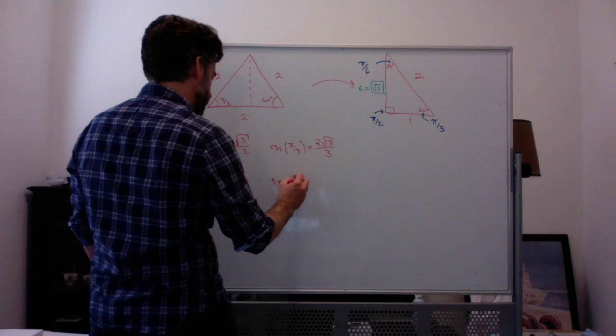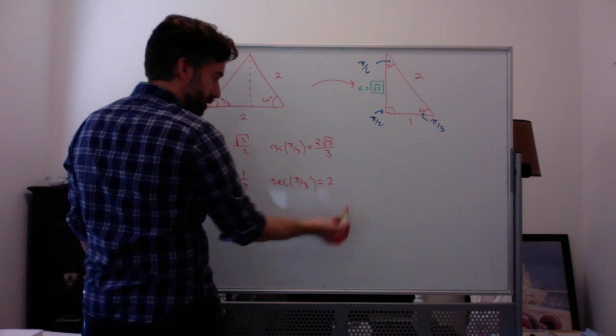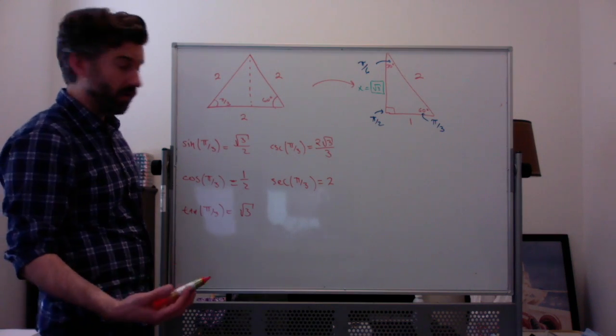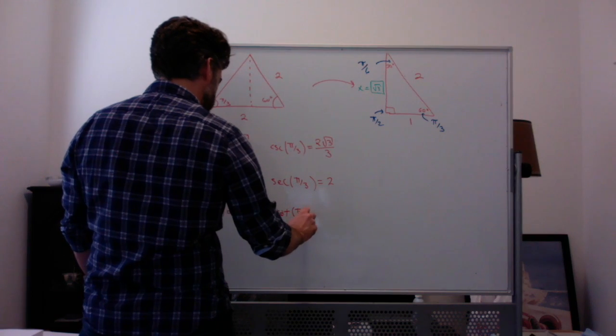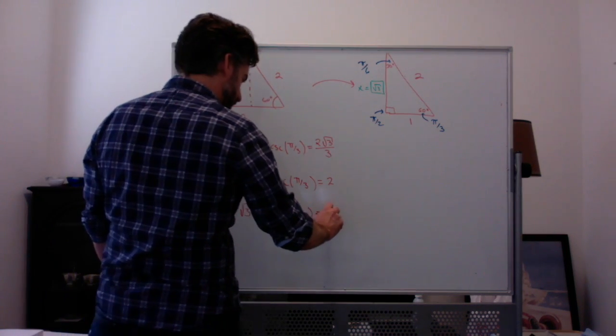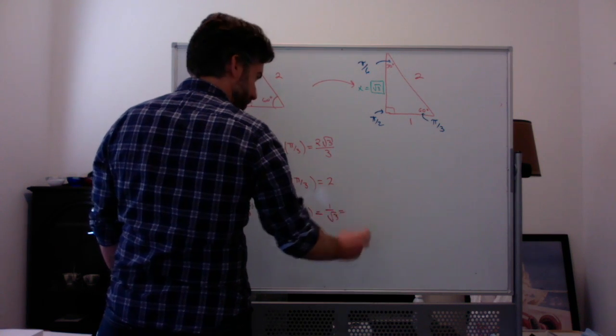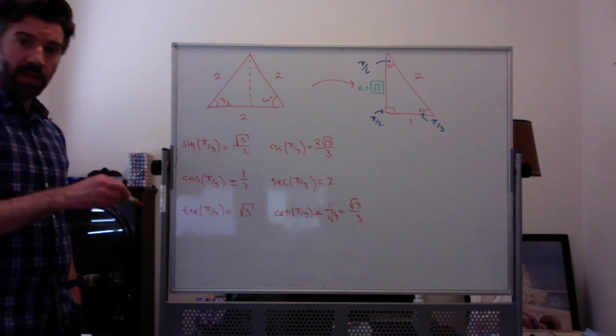Secant of pi over 3 is going to be the reciprocal of cosine, which is going to be 2 over 1, or just 2. Right? Anything divided by 1 is just itself. And then cotangent of pi over 3 is going to be the reciprocal of root 3, so 1 over root 3, which is going to rationalize as root 3 over 3. So take a minute, look at that.